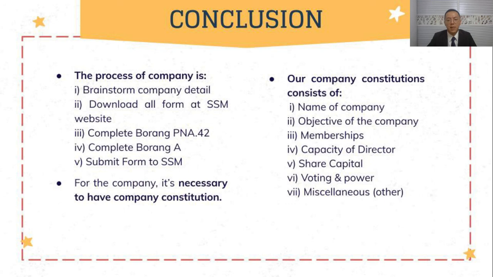Our company constitution consists of 1, the name of the company, 2, the objective of the company. Next is membership. Next is the capacity of the director. Share capital. Next is voting power. Last one is miscellaneous.